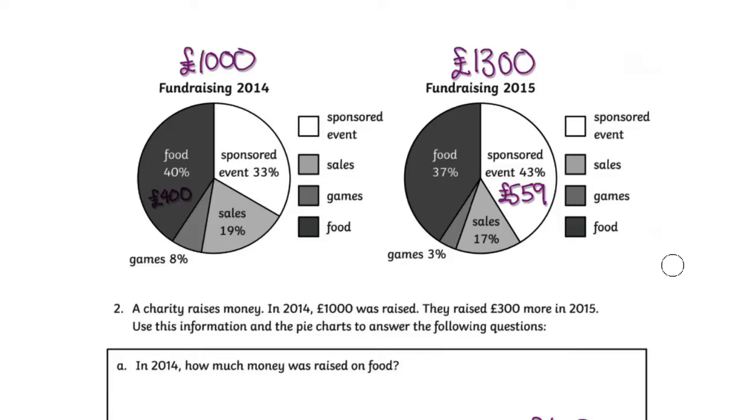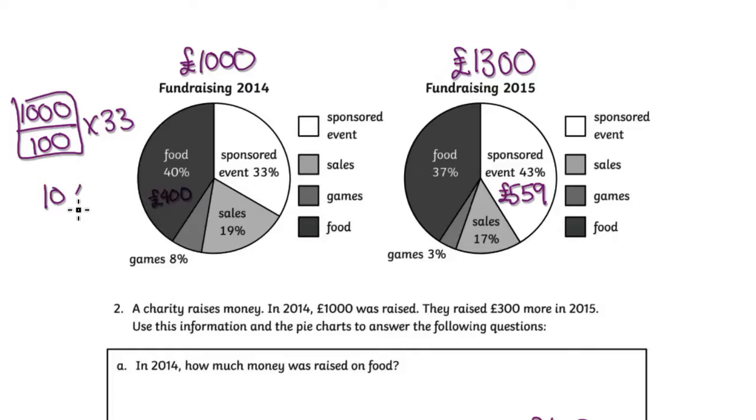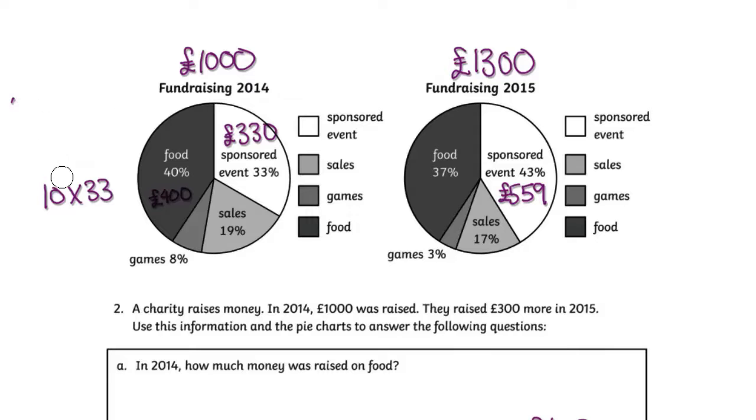Okay, so now let's work out how much was raised here. You get your whole amount, which would be 1,000, and cut it up into 100 equal pieces, and then you get 33 pieces. Simplify this: 1,000 divided by 100 is 10, and then times 33. So that would be £330.